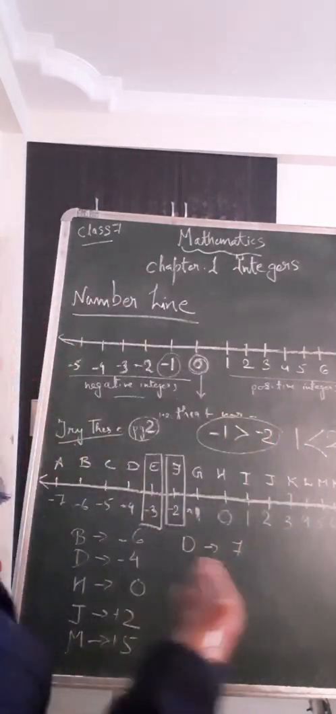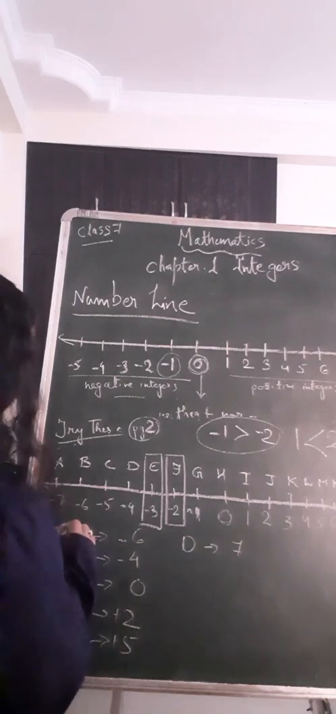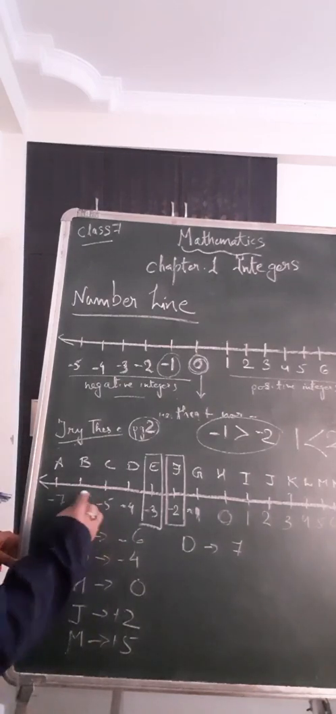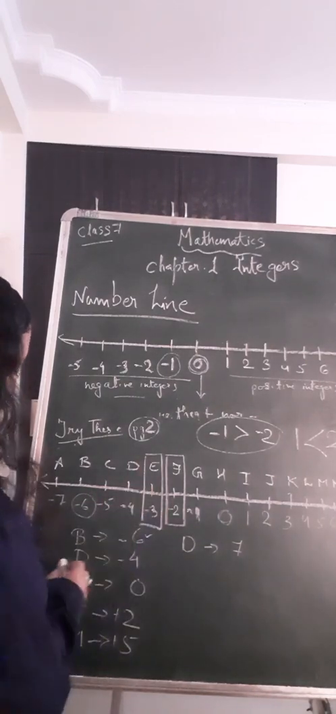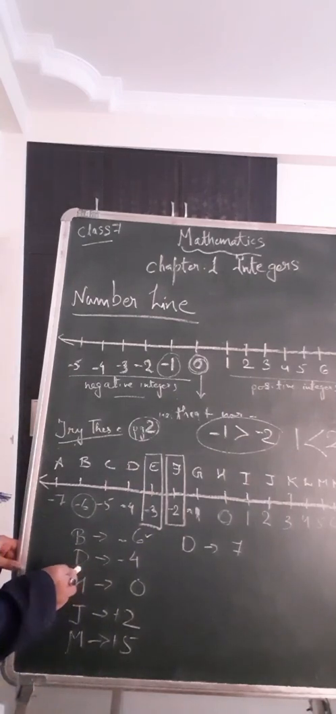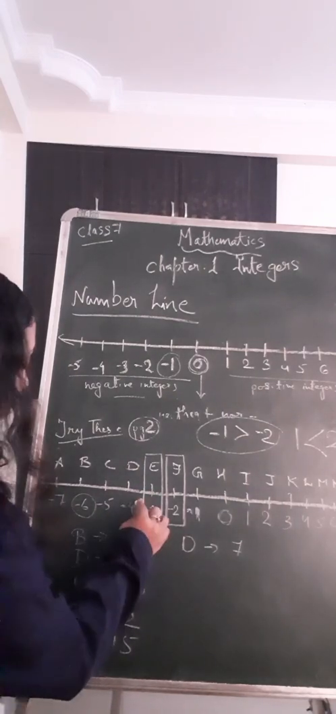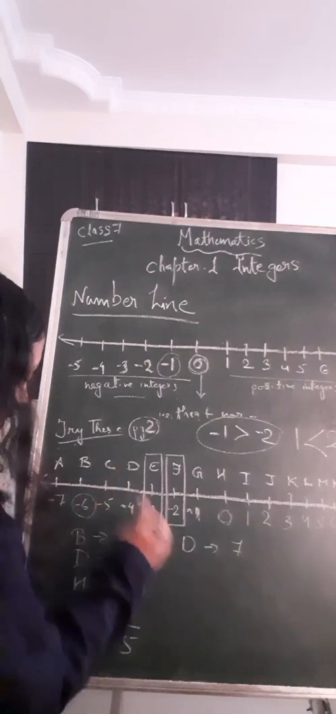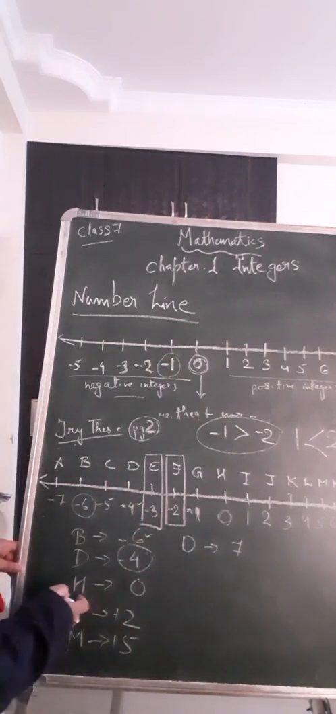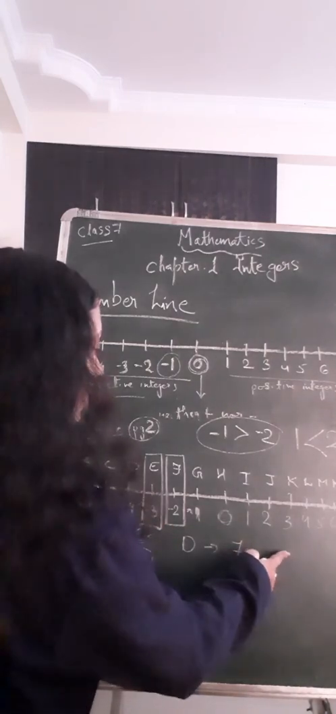Fine. Now we are supposed to answer what the value of your alphabet B would be. We are getting it as -6. Then what would be the value of your alphabet D, children? We are getting it as -4 over here, isn't it? Then what would be the value of alphabet H? H, what have we got?